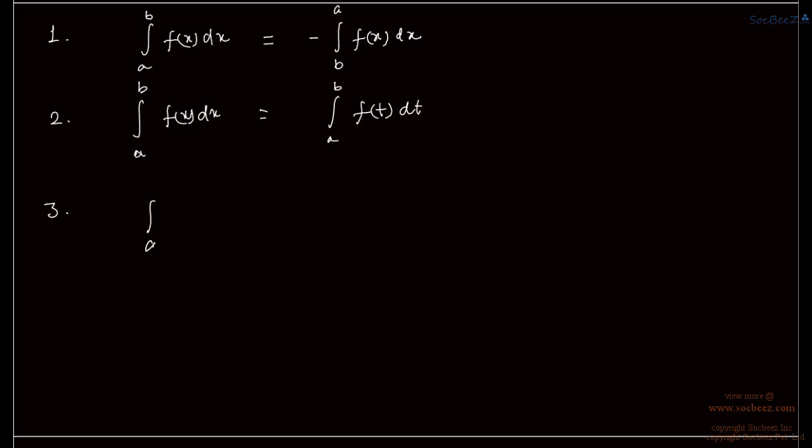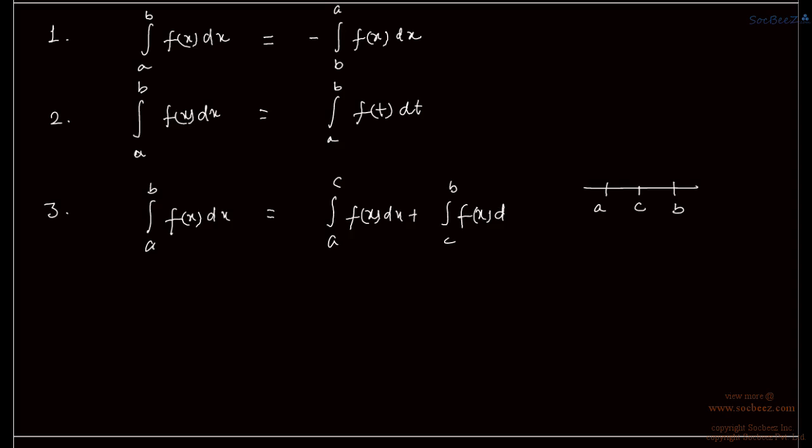We have the integral from a to b of f(x) dx. Say we have a, b, and say c is somewhere here. So we can write it as the integral from a to c of f(x) dx plus the integral from c to b of f(x) dx, where c lies between a and b.